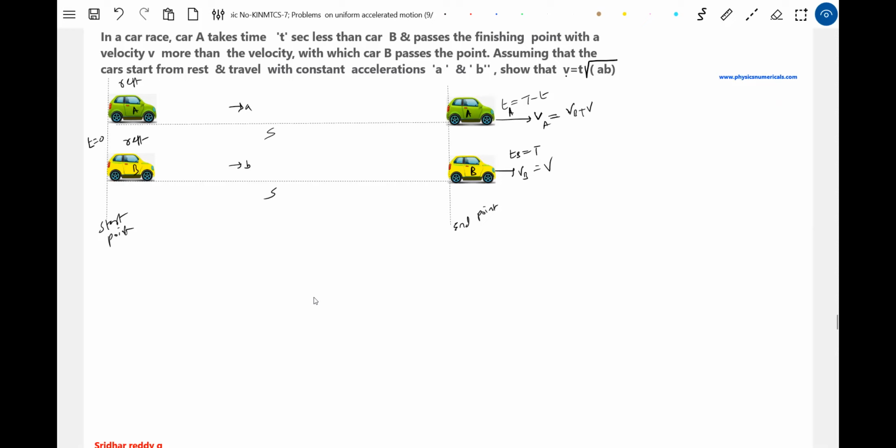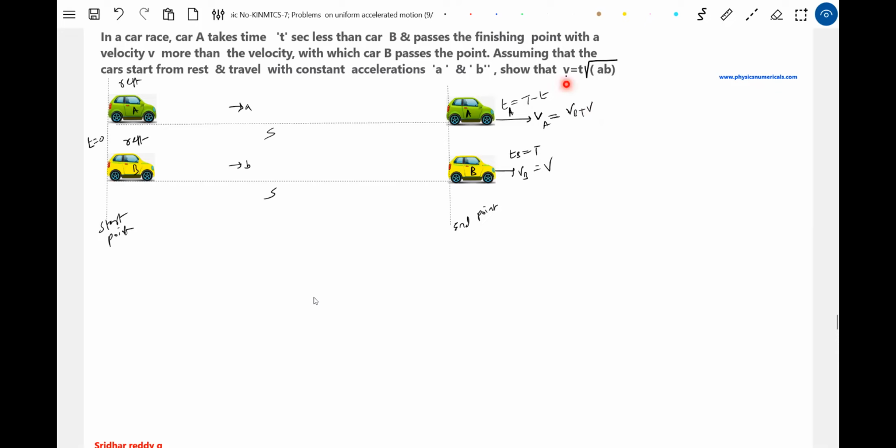I think before jumping into the problem, you first need clarity. In a car race, the starting and end point should be the same, so both will cover the same distance. That's one thing. Then takes T seconds less than car B. If this will take time, say like 10 minutes, 10 minus t, that's the meaning. And passes the finishing point with the velocity V more than the velocity with which car B passes. If V is the velocity of car B at the finishing point, car A will pass with a velocity more than that of car B by V. So VB plus V will write it.